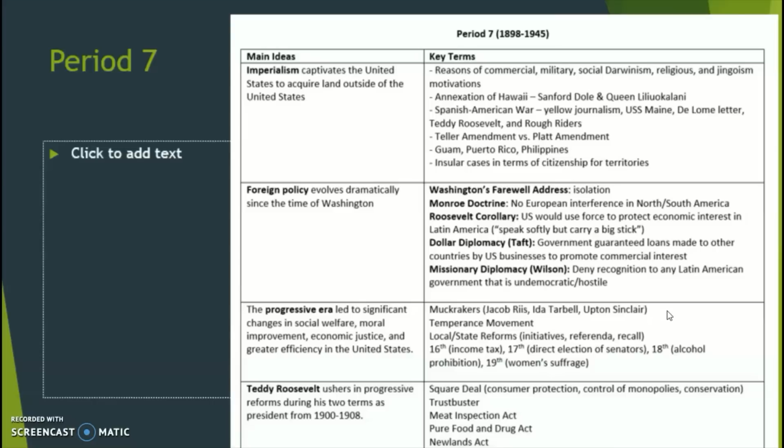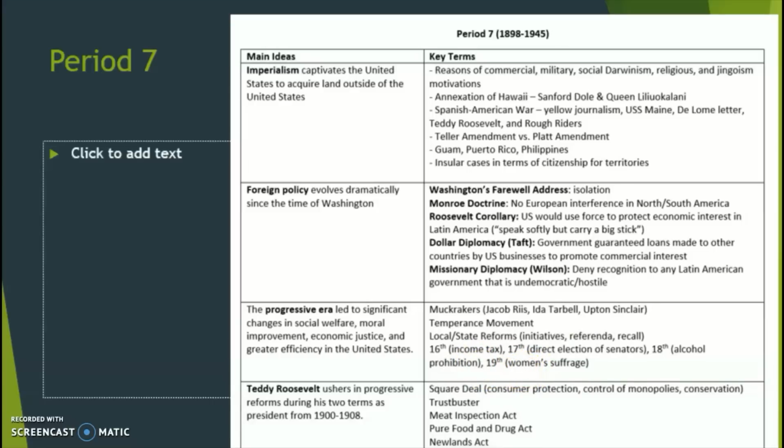But keep in mind that the Progressive Era has a lot of reforms, not just at the national level, but more particularly at the local and state level. So we have initiatives, referenda, recalls. We will see the 16th, 17th, 18th, and 19th Amendments coming about, and these are our Progressive Era amendments. So now we're going to have a graduated income tax, direct election of senators, alcohol prohibition, and of course, after World War I, women's suffrage.